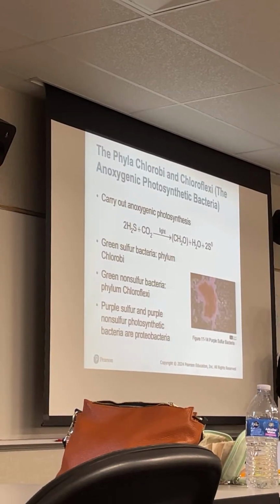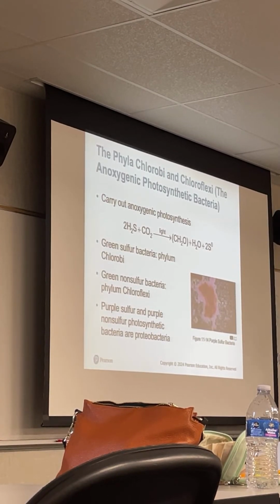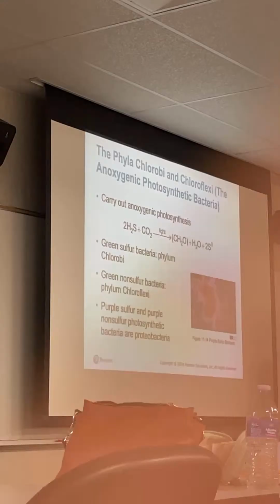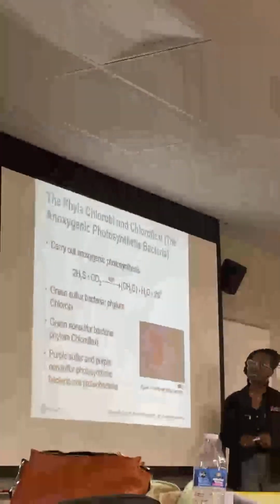Without, right? Without oxygen. So these guys, the phylum Chlorobi and the Chloroflexi, are going to carry out photosynthesis, but without oxygen. So if it doesn't use oxygen, what can it use? A lot of other stuff, right? Some inorganic things like sulfur, right? Other things like, for instance, the variations of nitrogen, all right? So let's see what that looks like.